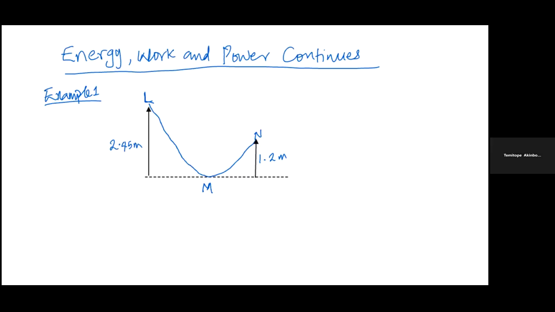The diagram shows the vertical cross-section LMN of a fixed smooth surface. M is the lowest point of the cross section.